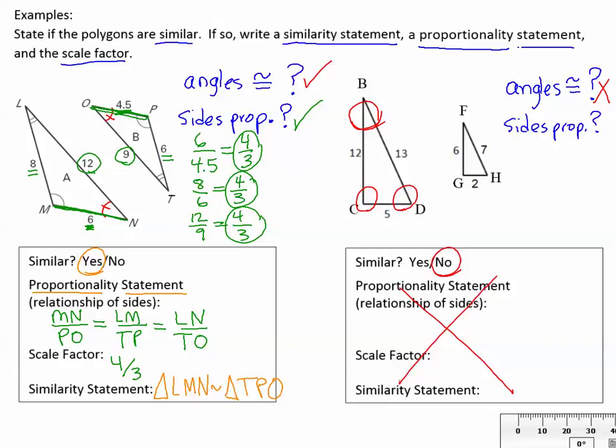Notice if we check if the sides are proportional, little side over little side is 5/2. That doesn't simplify. And medium side over medium side, 12/6, simplifies to 2/1. And these do not match each other, so no, the sides are not proportional either.